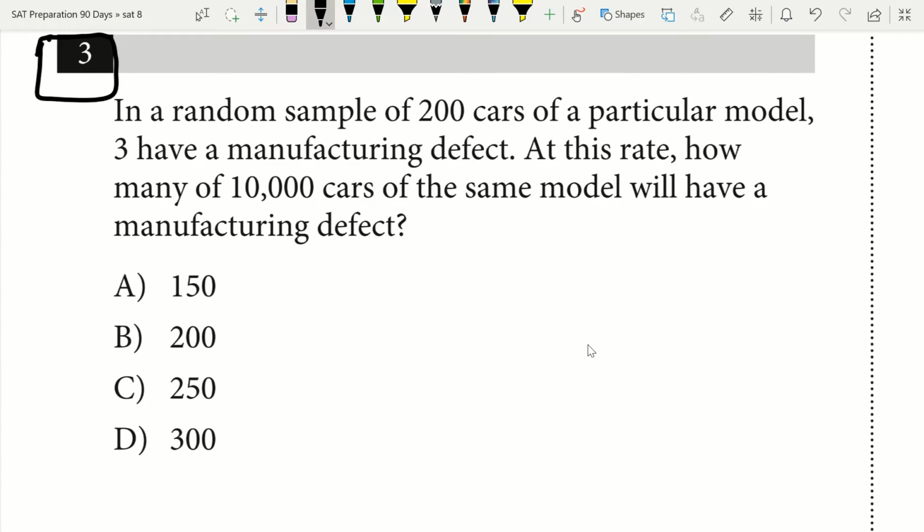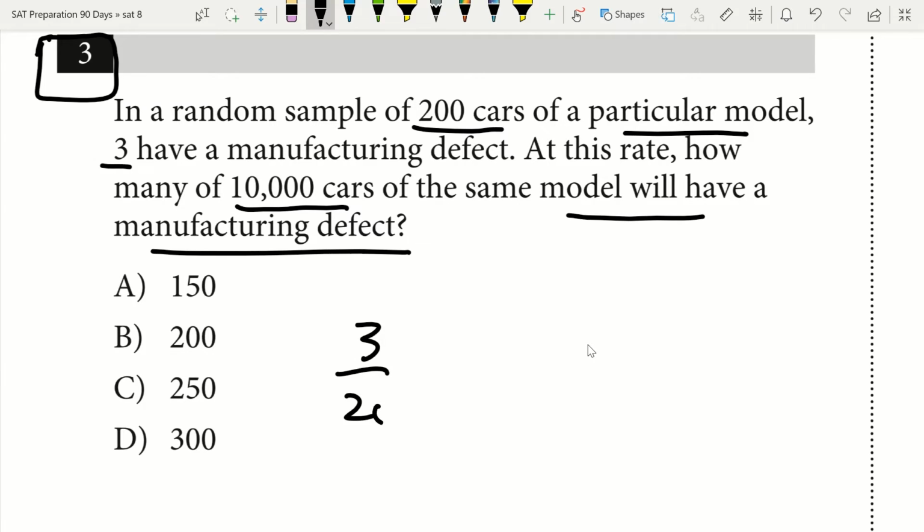In a random sample of 200 cars of a particular model, 3 have a manufacturing defect. At this rate, how many of 10,000 cars of the same model will have a manufacturing defect? We know that 3 out of 200 cars have a manufacturing defect in the sample, and we're told it's at the same rate. So we want to know how many out of 10,000 will have that defect.